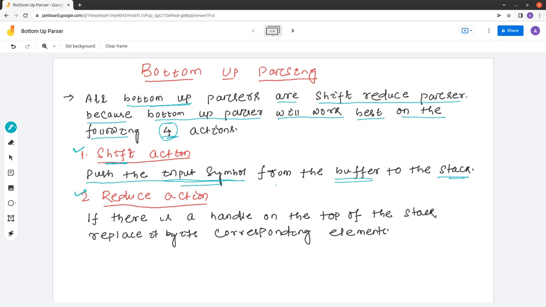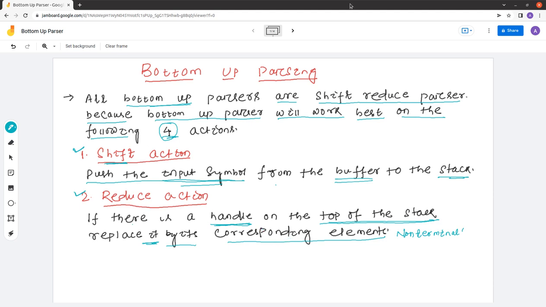What is the meaning of reduce action? Reduce action means if there is a handle, we have already discussed the handle in the previous class, on the top of the stack, replace it by its corresponding non-terminal.